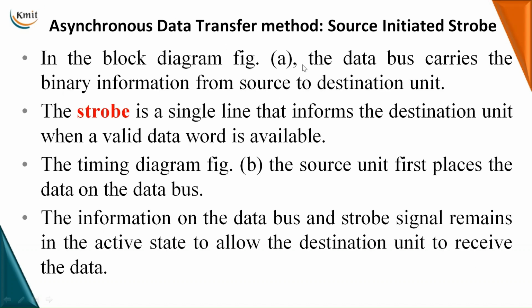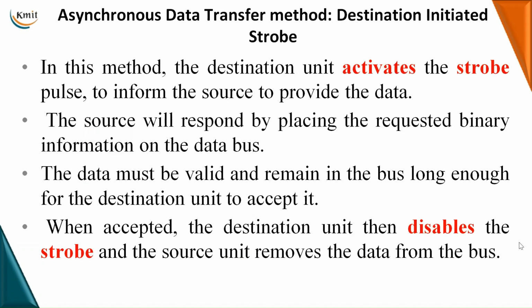So in the case of a source initiated strobing mechanism, the data bus carries the binary information and the strobe is nothing but a single line that informs the destination unit when a valid data word is available on the data bus. And if you see the timing diagram, the source unit first places the data on the data bus. The information on the data bus and the strobe signal remain in the active state in order to allow the destination unit to receive the data.